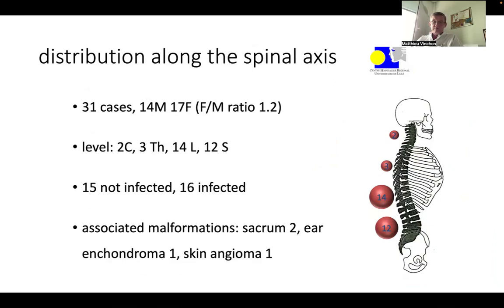The distribution around the axial axis, the spinal axis. This is a series of patients I saw when I was working in Lille. I collected 31 cases, and only 2 of them were at the level of the cervical spine, 3 of the thoracic spine. The most important number were lumbar and then sacral levels. And the proportion of infected and non-infected patients were half and half.